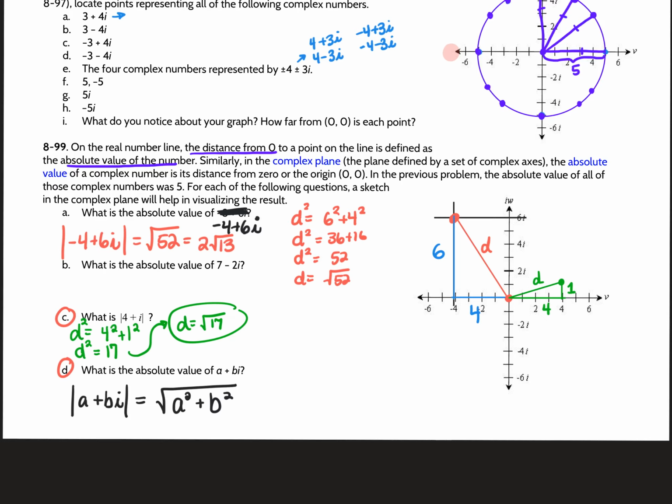All right, so hopefully you got the square root of 17 for part C, and then just simplifying the process, trying to come up with a formula that we can use when asked to find the absolute value is you just take whatever your real component is and your imaginary's coefficient, and you square them and add them together, take the square root of it, and that's going to be your absolute value.